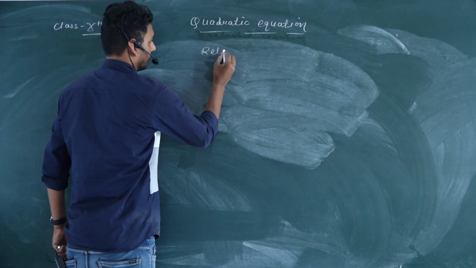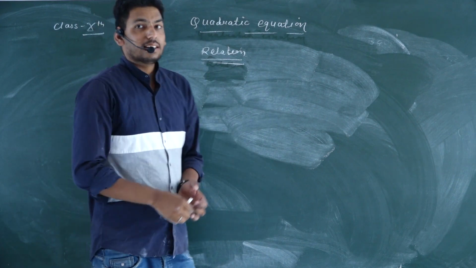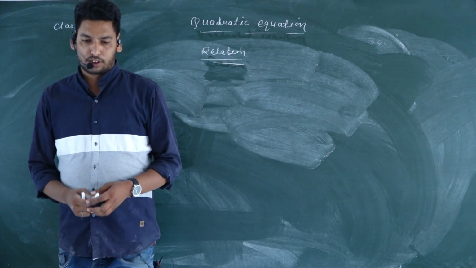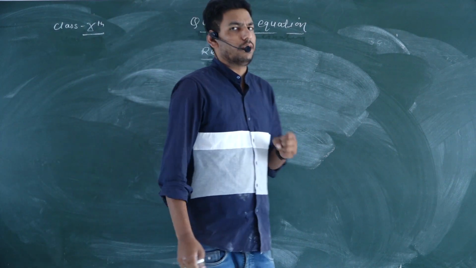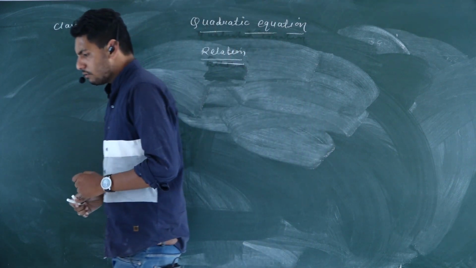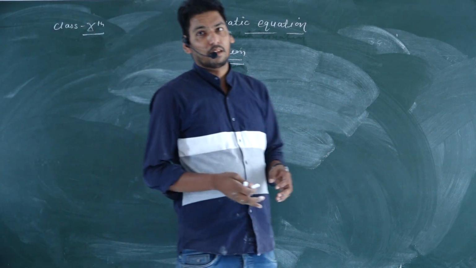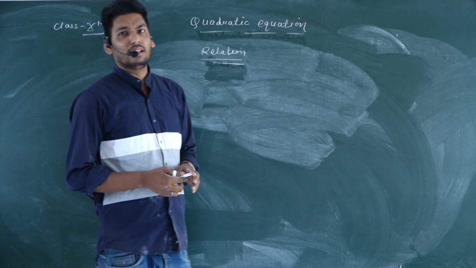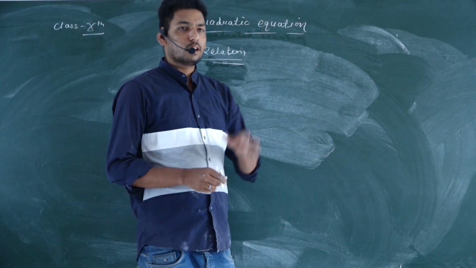the relation between the coefficients and the zeros. Students, what is a coefficient? I already told you that a coefficient is the multiple of any variable. Students, what is a variable? A variable is the unknown value. We find the value of the variable in this equation. Then students, what is the relation between the coefficient and the zeros?